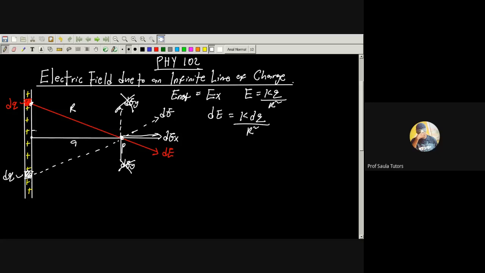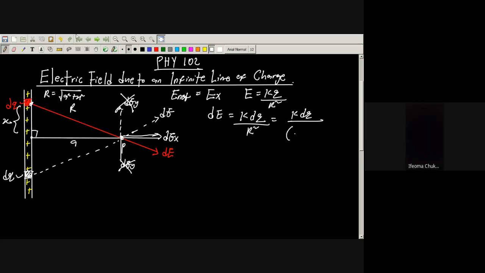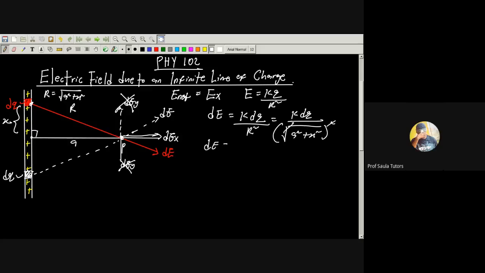Now, let's assume that the distance from here to here is x. Observe this triangle. By Pythagoras theorem, r will be equal to the square root of a squared plus x squared. So I want to replace this r with that. What will I have? k dq over the square root of a squared plus x squared. Then there's a square on this r, so I put the square, and this will cancel out. So I have dE equals k dq over a squared plus x squared.